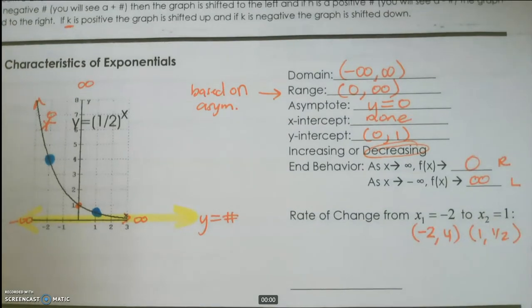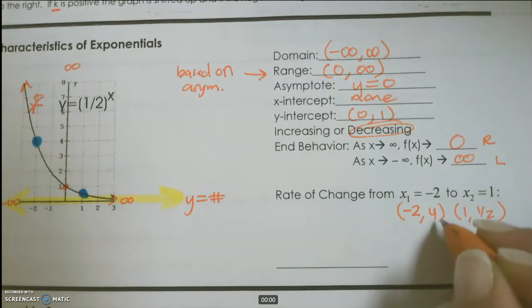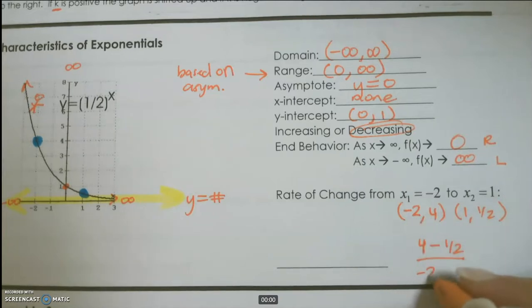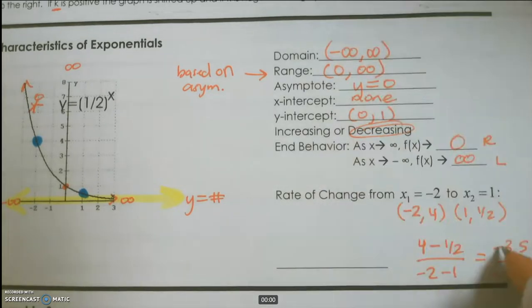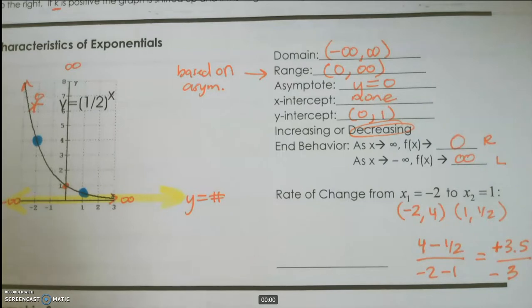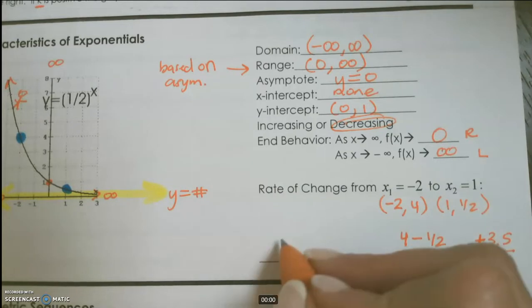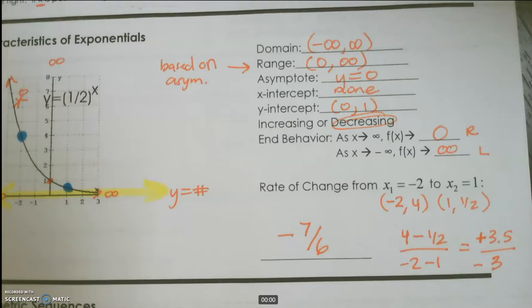1/2 or 0.5. Well, to find rate of change, that's essentially finding the slope that goes in between those two points. So we're going to do y minus y. So 4 minus 1/2 over -2 minus 1. So I have -3.5 on top, and I have -3 on bottom. I apologize, sorry, that's positive 3.5 on top and -3 on bottom. When you punch that into your calculator, you're going to get -7.6 as your rate of change between those two locations.